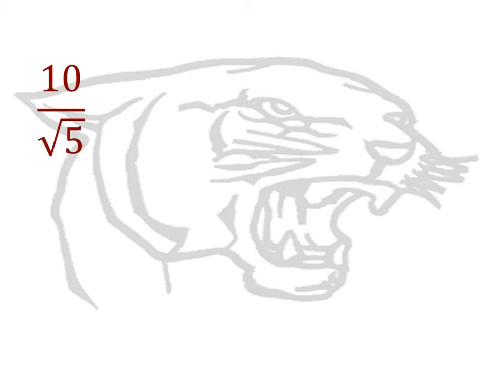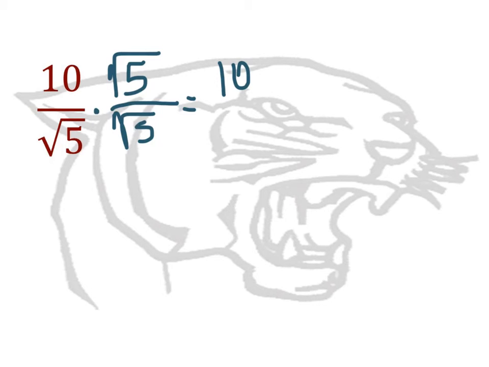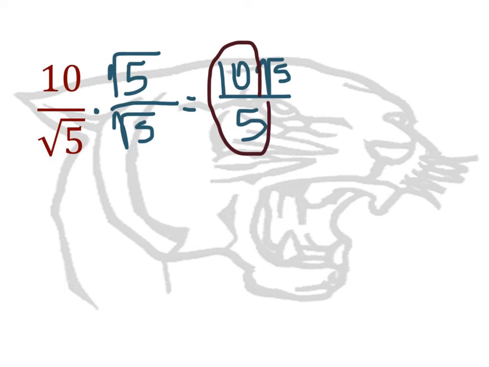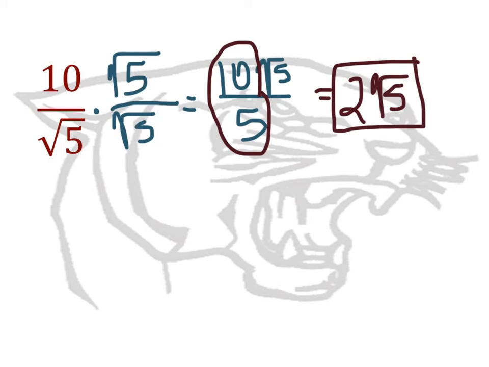The next problem, 10 over the square root of 5. We're going to multiply by the square root of 5 over the square root of 5. Multiply straight across. We have 10 square root of 5 over 5. Again, you can divide. 10 divided by 5 is 2 with the square root of 5. So our answer is 2 times the square root of 5.